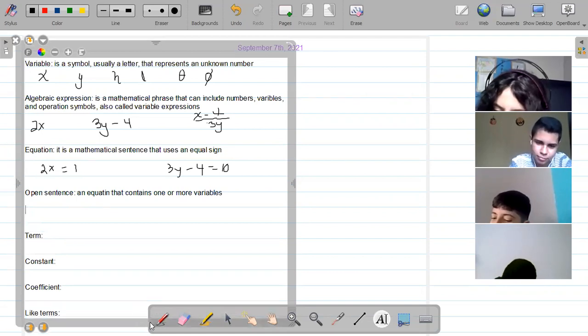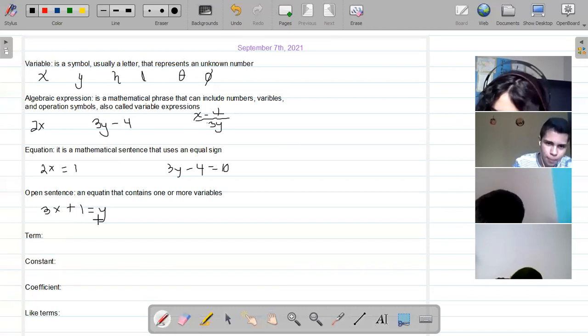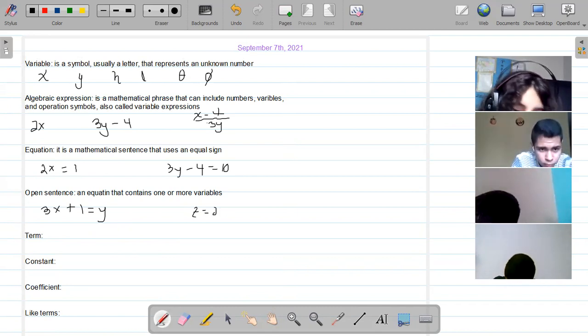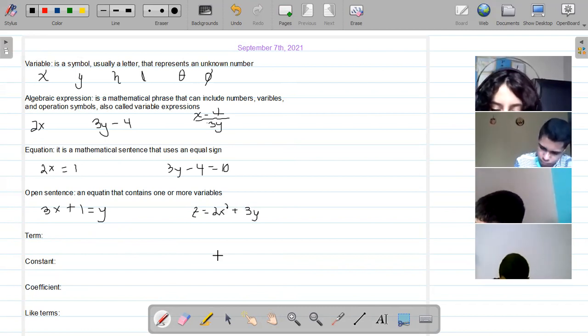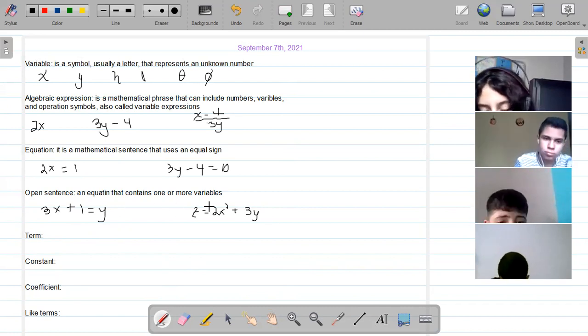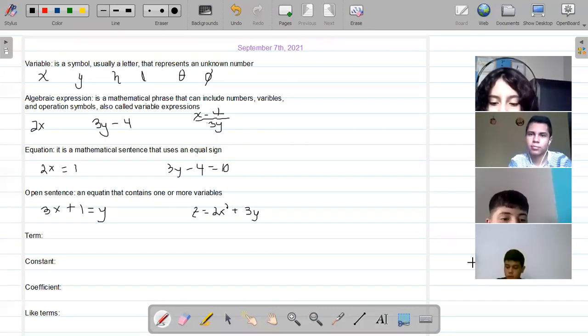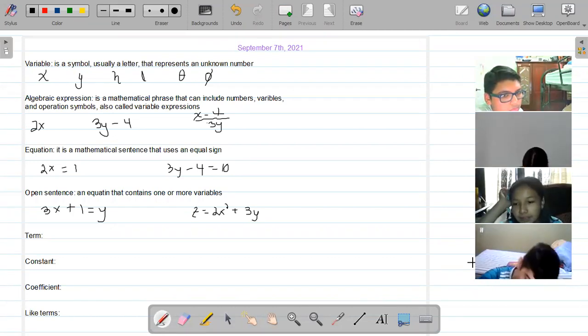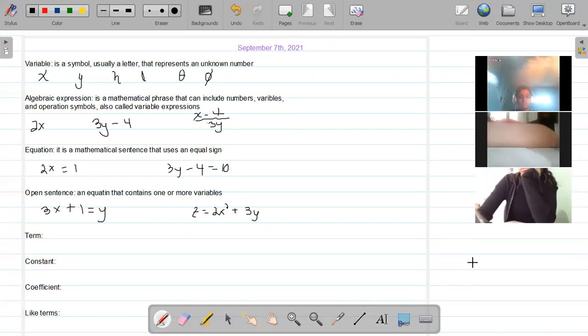So, for example, and we're going to get to see this as well. For example, 3x plus 1 equals y. This is an open sentence. Or, for example, z is equal to 2x squared plus 3y. Okay, it has 3 variables. This is also an open sentence because it has one variable, okay? So if it contains one or more variables, we're going to call it also an open sentence. So equations are open sentences, okay? Those are the first 4 definitions.